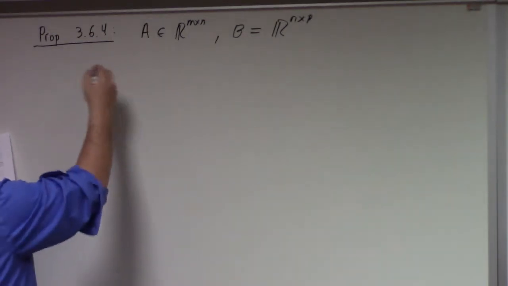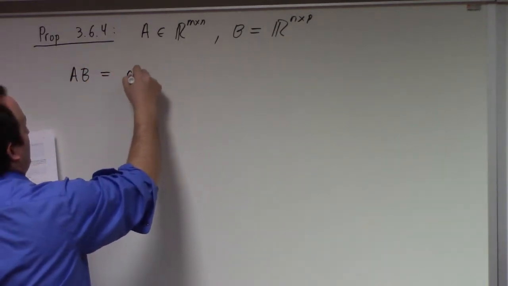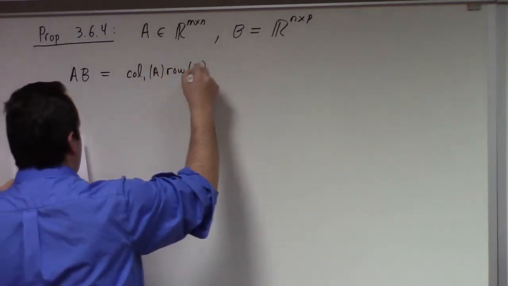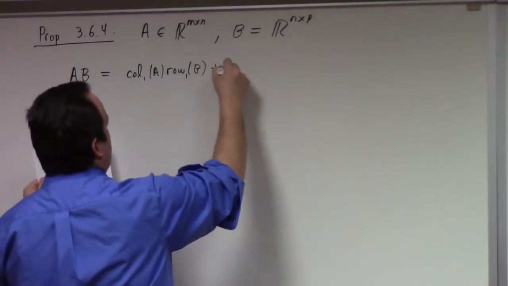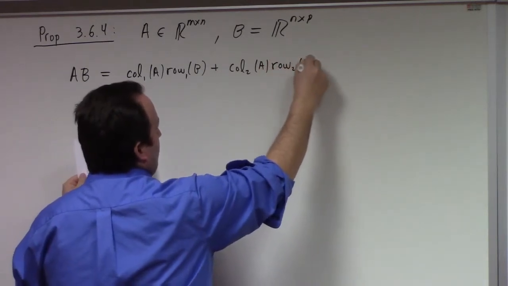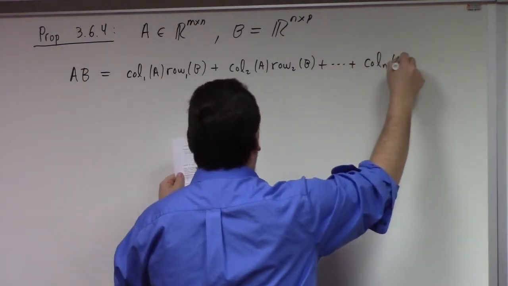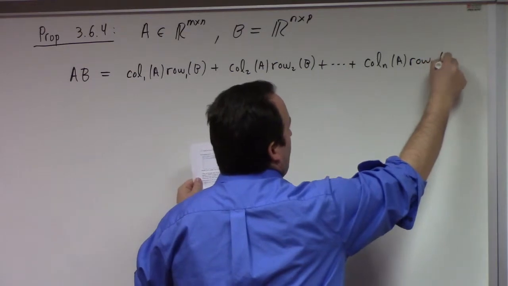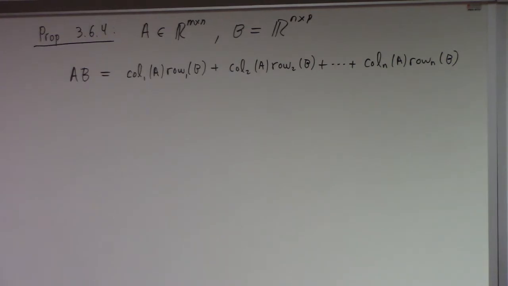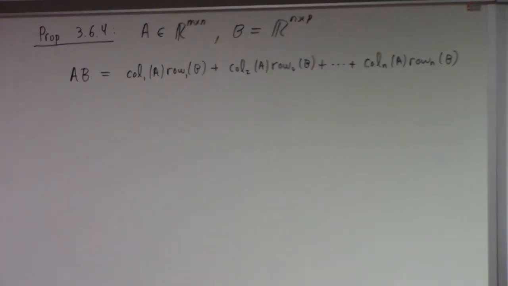Well, you can write AB this way. AB is actually equal to the sum of so-called outer products: column 1 of A times row 1 of B, plus column 2 of A times row 2 of B, plus and so on, plus column n of A times row n of B. How would you prove such a thing?